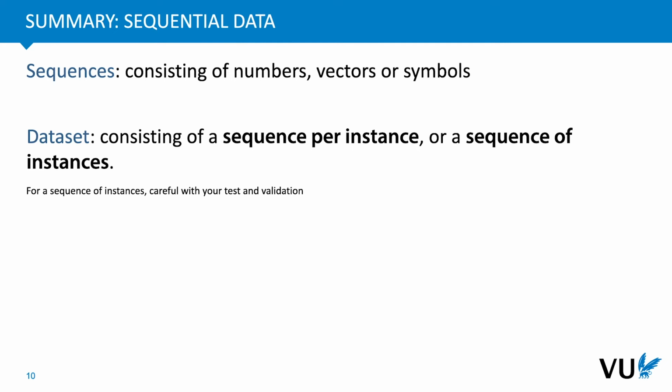So that's the sort of data we might encounter. Sequences consisting of numbers, vectors, or symbols, and our data set might be a sequence per instance or a sequence of instances. So what can we do with these sequences in deep learning?